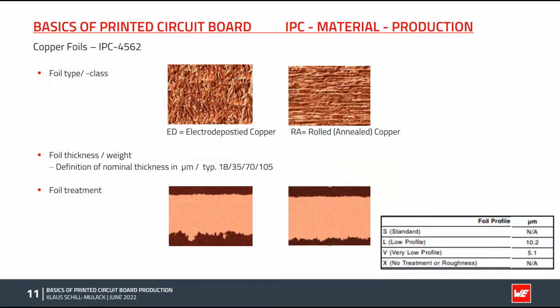The foil treatment, which is the last point, describes the roughness of the foil on the prepreg side. The IPC defines 5 profiles. In practice, however, manufacturers offer further foil profiles. The lowest value of the IPC is 5.1 micron. On the market, you can find profiles down to 1 micron at the moment.